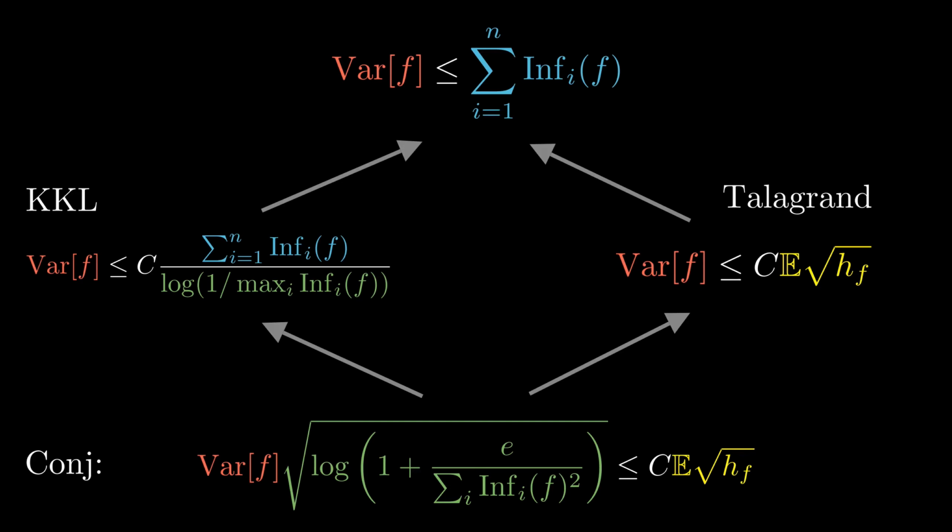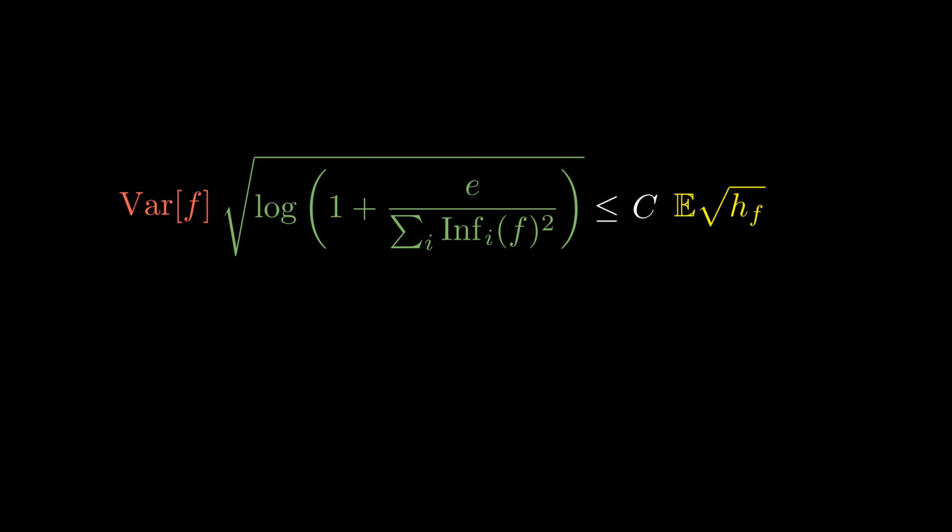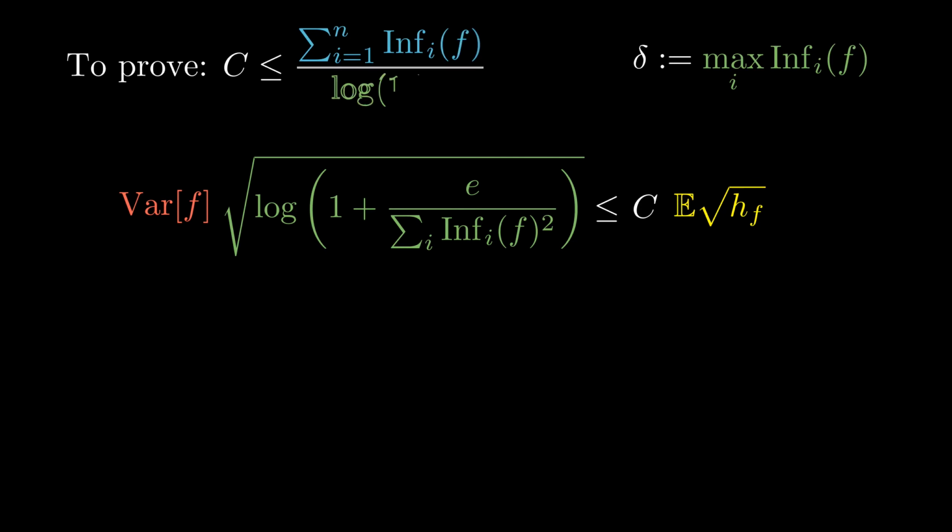This conjectured inequality is obviously an immediate generalization of Talagrand's inequality on the right, since the left-hand side is now even larger. It can also be shown that if the variance is bounded below by a constant, then the KKL inequality follows from it as well. Let me show you the spirit of how that goes. Don't worry about following the particular calculations too closely. With the assumption on the variance, we want to prove that the ratio between the sum of influences and the log of the reciprocal of the largest influence is greater than some constant.